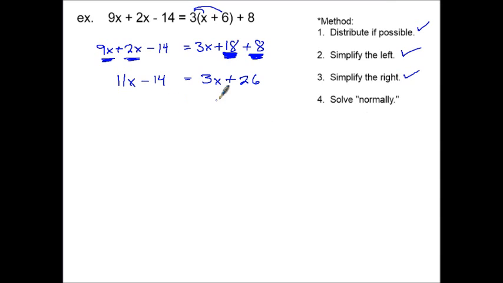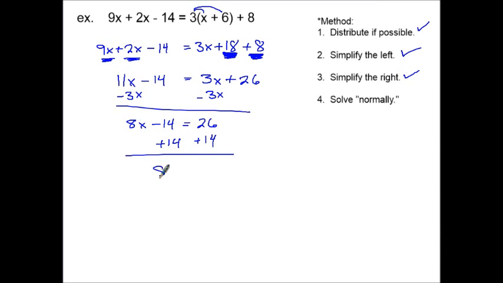So again, I do have the variables on both sides thing with my equation. Again, I like to cancel my smaller variable first, although again you don't have to, it's just my preference. And I get my 26 here. At this point adding 14 is my only really good move. So I've got 8x equals 40, and then dividing through by 8 leaves me with x equals 5. Alright, there you go. So now I've solved normally.